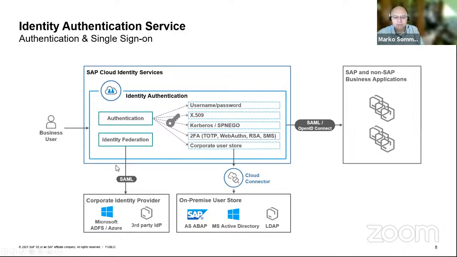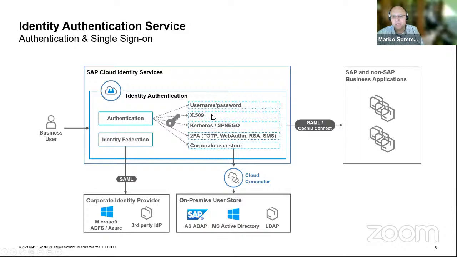When we look at the integration capabilities for identity federation with a corporate identity provider, we so far support that based on the SAML standard. We are working on making that also possible based on the OpenID Connect standard. Beyond the pure federation scenarios with an existing corporate identity provider, identity authentication offers various ways in case it acts as authenticating authority. So when users are registered in identity authentication itself, they can provide the following types of credentials, either username and password.